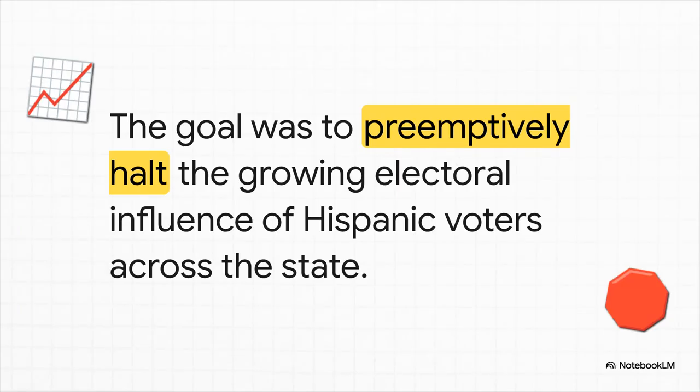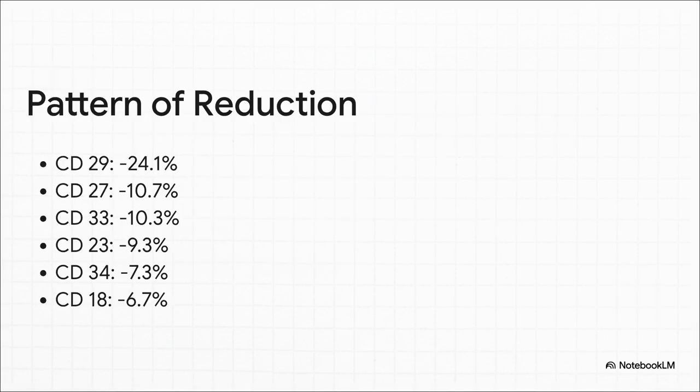Why do all this? The analysis concludes that the goal was to preemptively stop the growing political power of Hispanic voters across the entire state. In other words, the map was allegedly drawn to prevent districts that were naturally on the way to becoming Hispanic majority from ever getting there. And the report says the evidence for this wasn't just in Houston. It points to a pattern across the whole state.